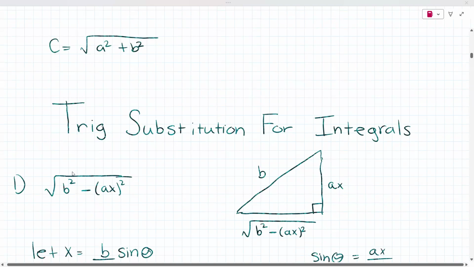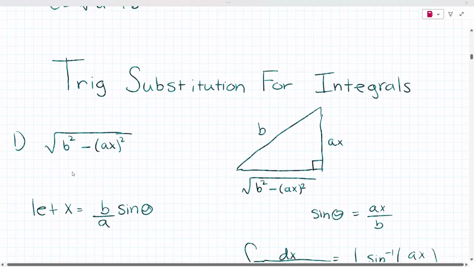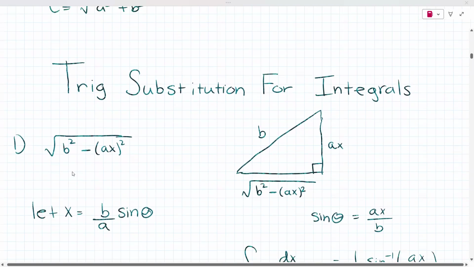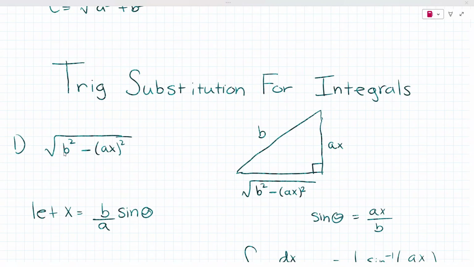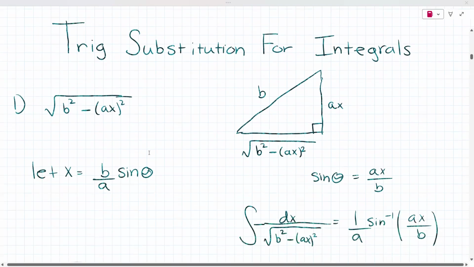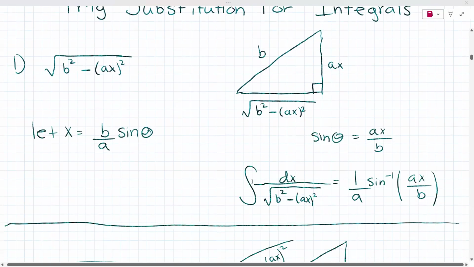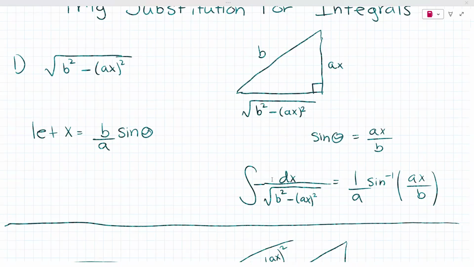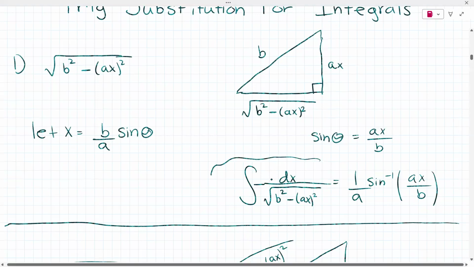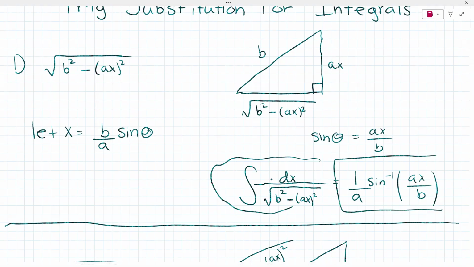Okay, trig substitution for integrals. This is something you need to know. If you have the square root of a constant b squared minus ax all squared, you're going to let x equal b over a times sine of theta. If your problem looks anything like this, it's going to equal 1 over a times sine inverse of ax over b. Okay?